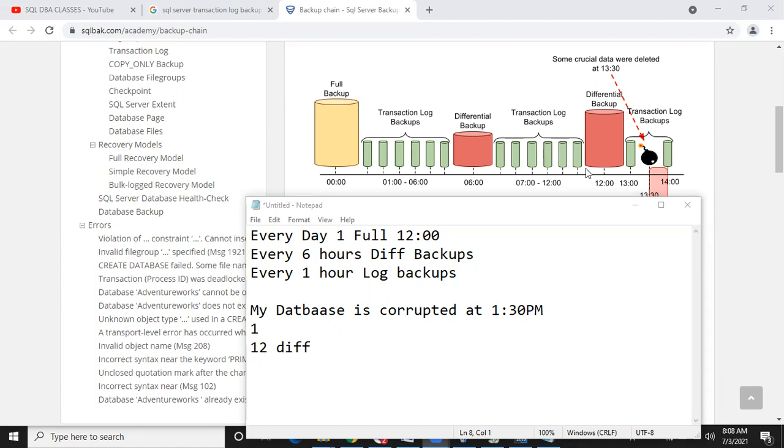One full backup, one differential backup, and 6 log backups. Log backup would be just one. All are one only, sir. One full backup, one differential, and one log backup, that is the 1 o'clock one. Okay, that's fine.